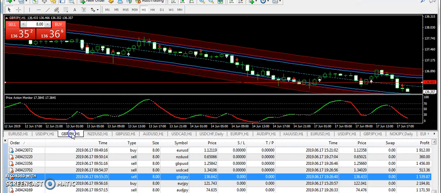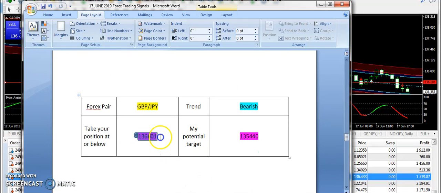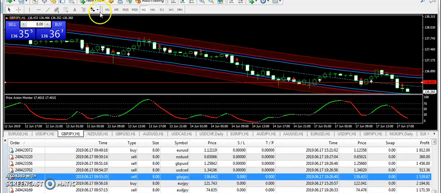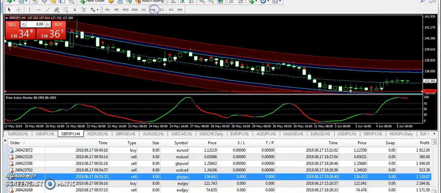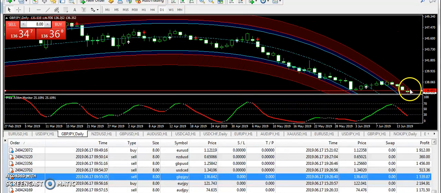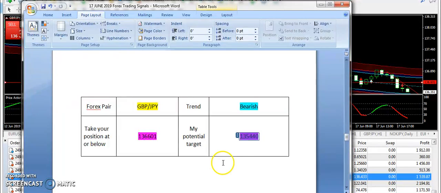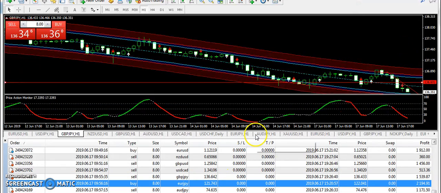Now let's discuss pound JPY. Pound JPY is going down, and we have supplied the bearish signal from 136601, with 135440 as the target price. This is also a full day trading signal. Great Britain pound JPY has broken our entry. We have also received a sell signal from the scalper, and pound JPY is going down. Even on the 4 hour it is pumping down. Going to the daily chart, the candle made till now is bearish. We do not have any bullish signs on pound JPY till now, so that's why we are bearish on Great Britain pound JPY.